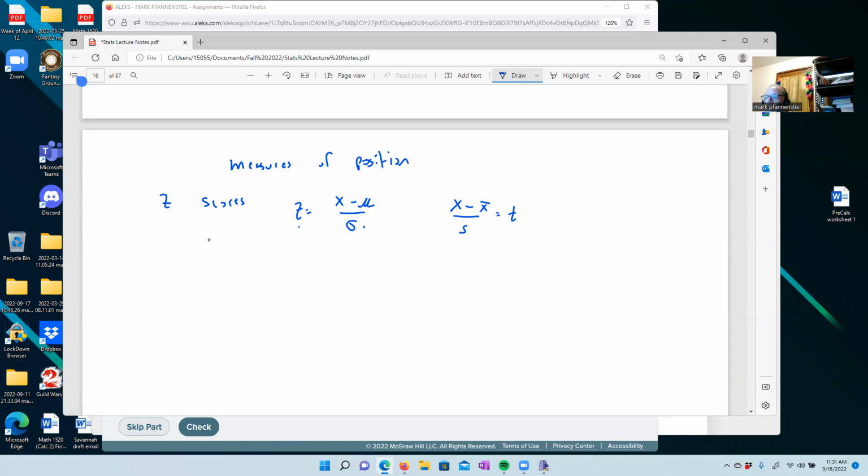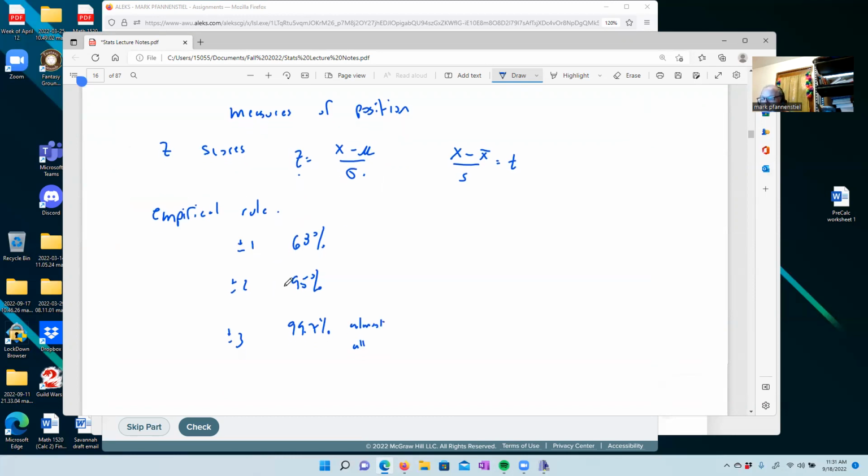They're going to talk about the empirical rule. Remember, if it's within plus or minus one standard deviation, then that's 68% of your data. Plus or minus two standard deviations, that is 95% of your data. Plus or minus three standard deviations, that is 99.7%. This is almost all. So they're going to ask us about the empirical rule. We have to remember z-score, and we have to remember this rule.